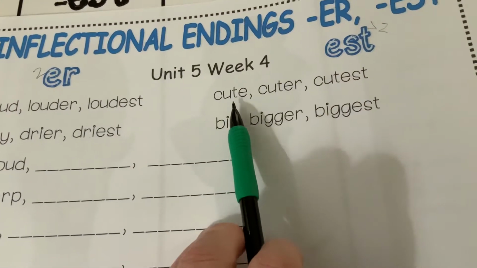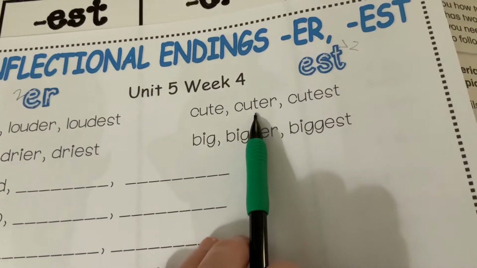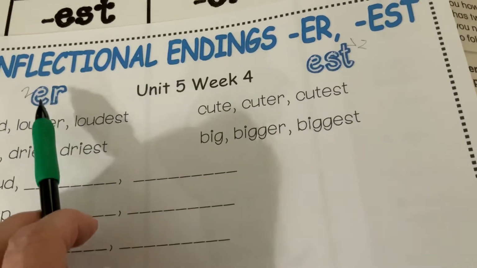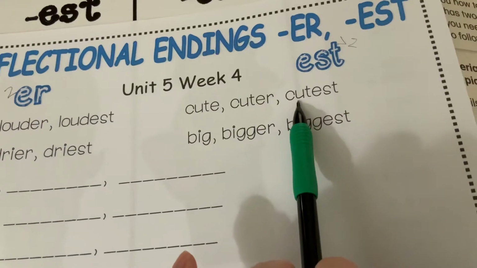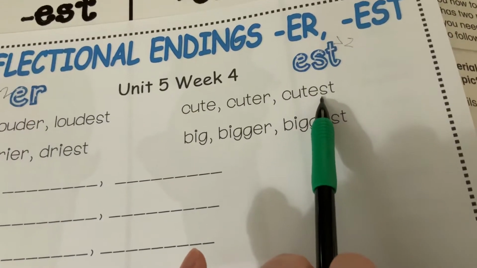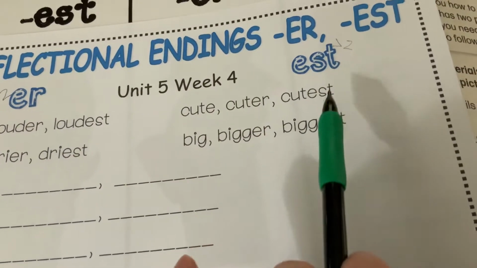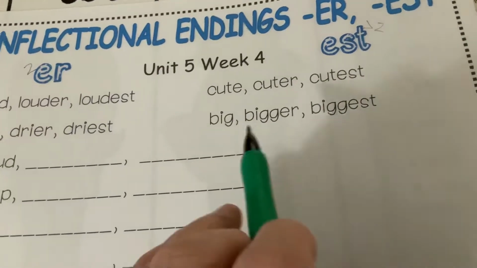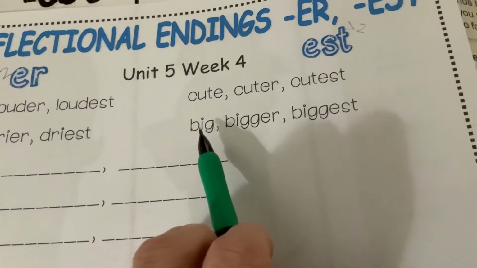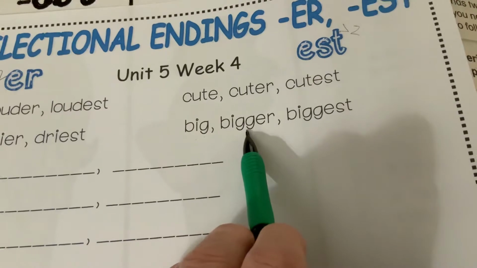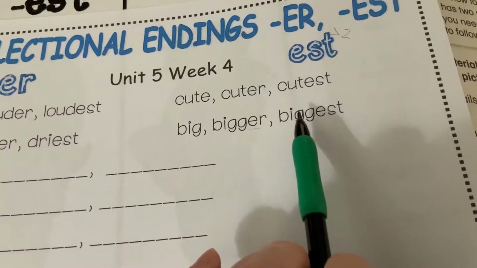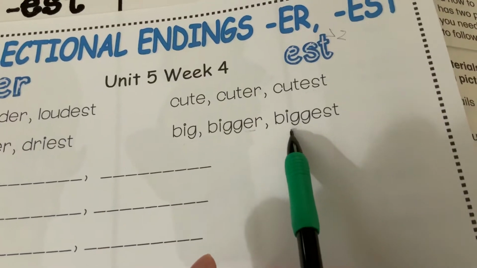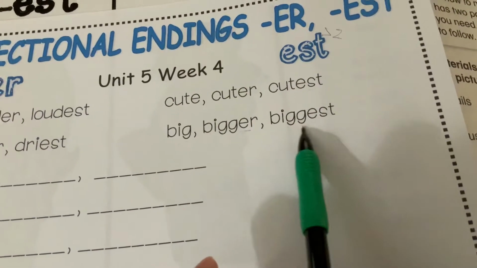That little dog is cute, but the one over there is cuter, comparing two dogs, ER. But it is the cutest dog of all the dogs that are here. So more than two dogs, so we use EST. That dog is big, but this dog is bigger than that one. So comparing two dogs, ER. Comparing more than two, biggest. He is the biggest of all the dogs.